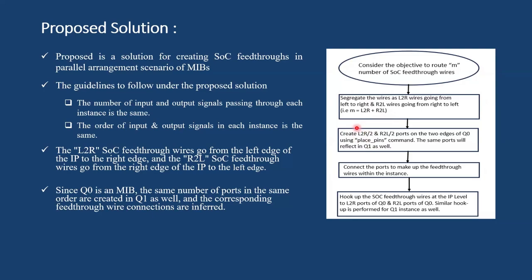The signals which are going from left to right will be divided into two, and the signals which are going from right to left are again divided by two, and it creates these many ports in one of the instances, say Q0. The moment you create these many ports in Q0, the similar number of ports will be reflected in Q1 as well. After creating the corresponding input and output ports for this one partition, we create the nets connecting those input and output ports from L2R, as well as the signals in the reverse direction, R2L.